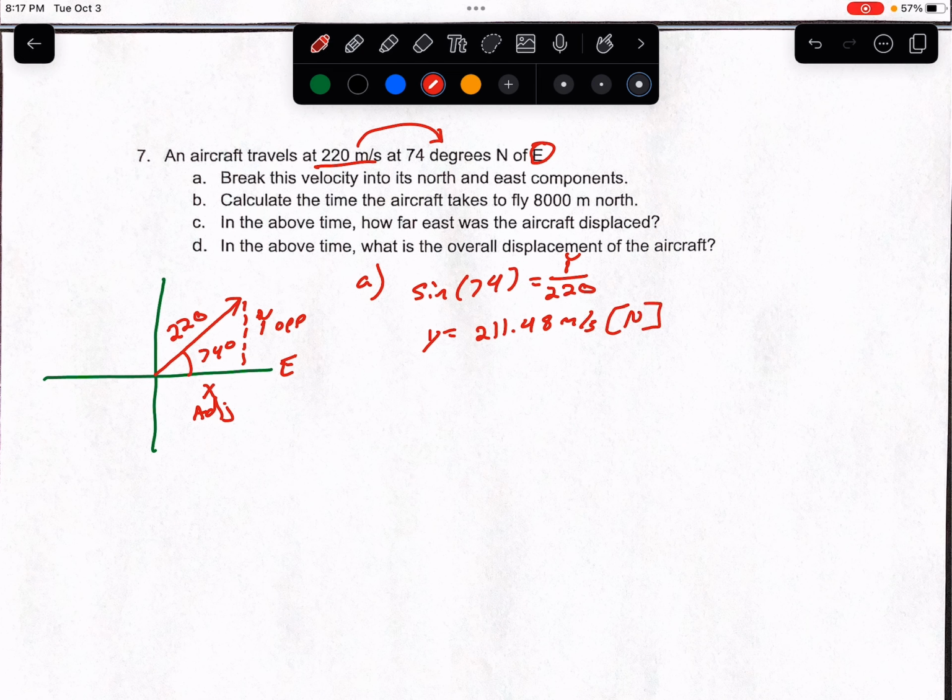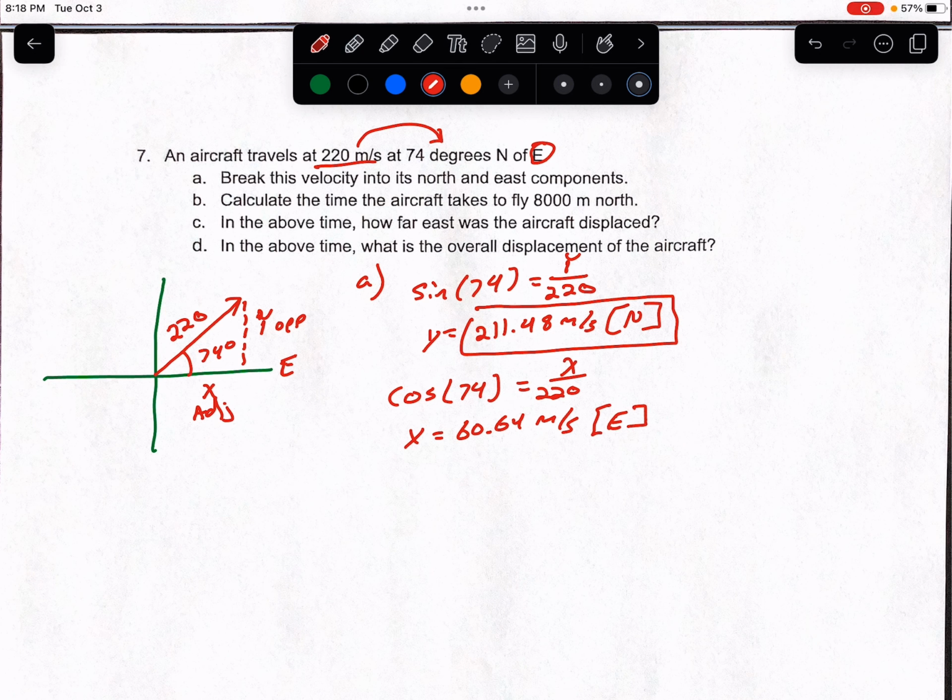Again, just be careful with this. You can label your triangle however you want to, but you still need to be able to tell me that this is the velocity that is going purely north. Now I found that component, so I'm going to find my x. The trig function that uses adjacent and hypotenuse is going to be cosine. So cosine of 74 equals x over 220. Multiply both sides by 220, and you're going to get a horizontal velocity of 60.64 meters per second, and that is going east. That is how you break down a triangle into its two pieces, by using sine and cosine.